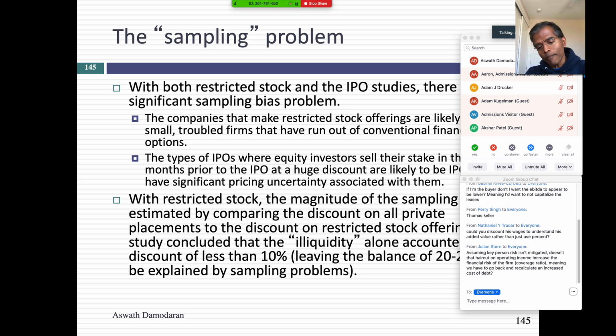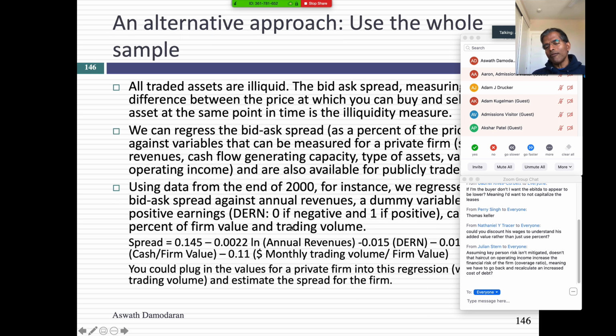And about 10 years ago, the IRS finally was willing to stop being cheap and actually spent the money to hire an expert witness who took the sampling problem aside. And he took the restricted stock studies and IPO studies. After cleaning up for the sampling bias, he concluded that the liquidity discount was less than 10%, that you could not use the 25 to 30%. It was an eye-opener for both courts and appraisers, because now you had a challenge. So I think we need to think about a different way of estimating illiquidity than trusting restricted stock and IPO studies. So I'll give you a way.